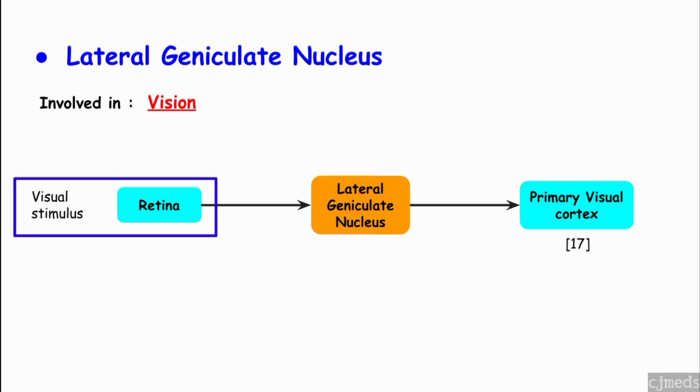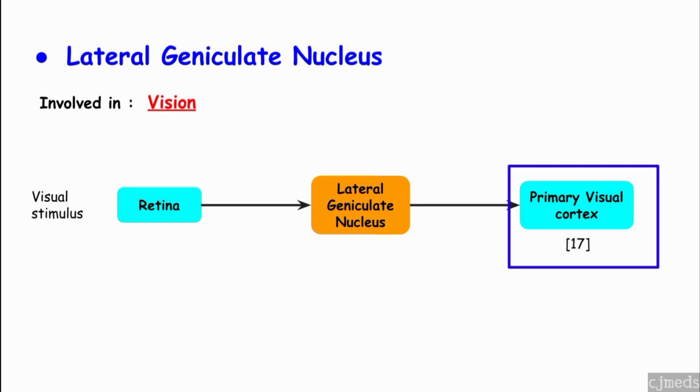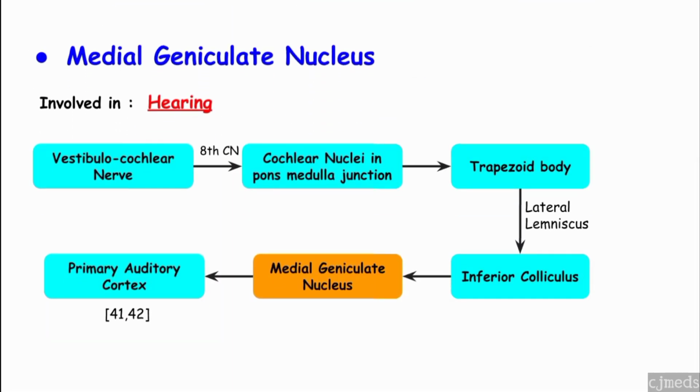The retina will become activated and send impulses down the optic nerve. The optic nerve carries those impulses to the lateral geniculate nucleus through the optic tract. The lateral geniculate nucleus will take that information and send it to the primary visual cortex in the occipital lobe. The primary visual cortex is referred to as Brodmann area 17. So remember that the lateral geniculate nucleus helps the visual pathway to reach the brain so that we can have perception of vision.